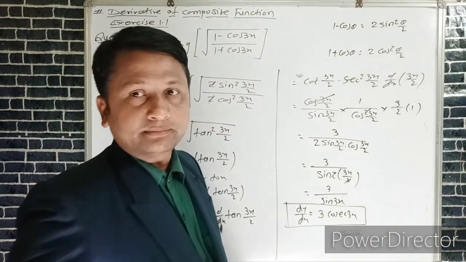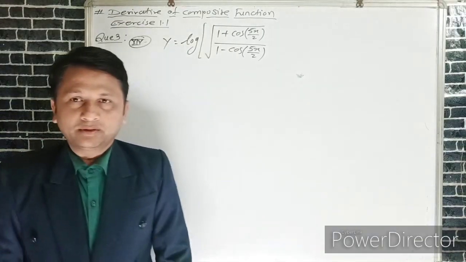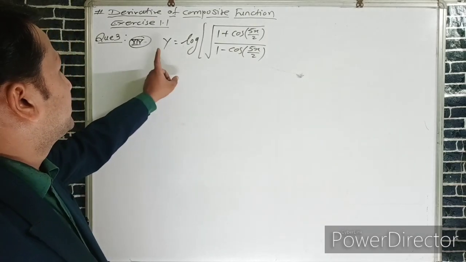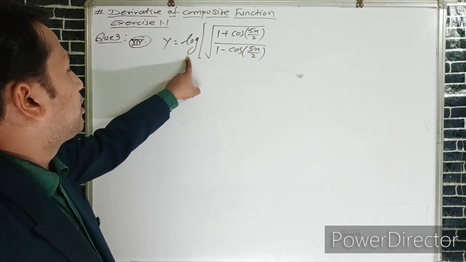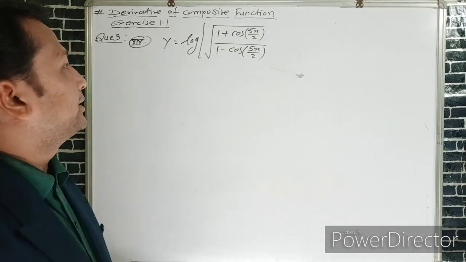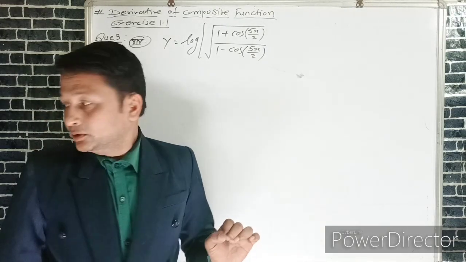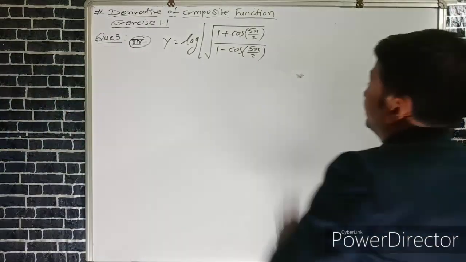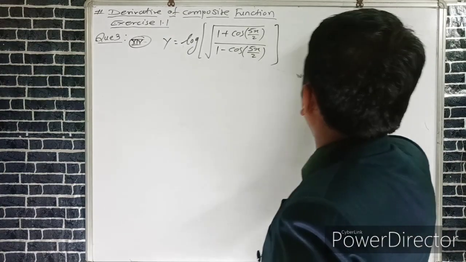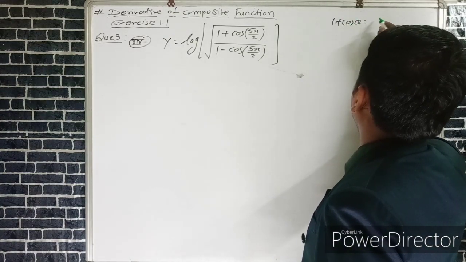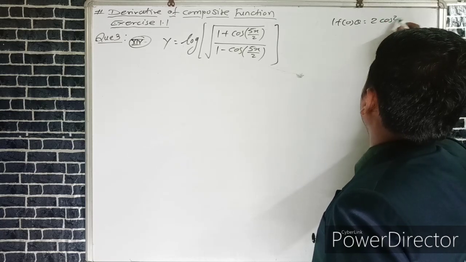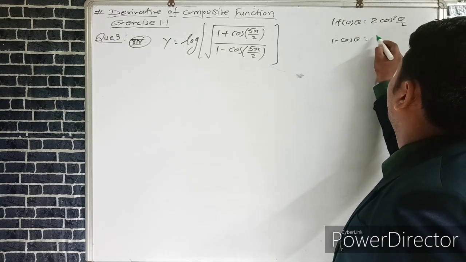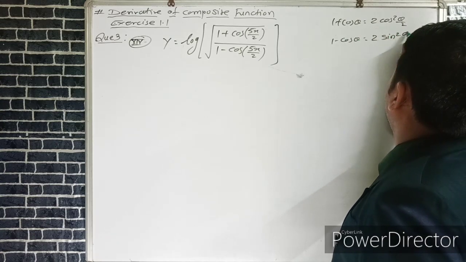By using the same rule of example number 14, we can solve example number 13. y is equals to log of under root of 1 plus cos of 5x by 2 upon 1 minus cos of 5x upon 2. Here we know that 1 plus cos theta is equals to 2 cos square theta by 2, and 1 minus cos theta is equals to 2 sin square theta by 2.